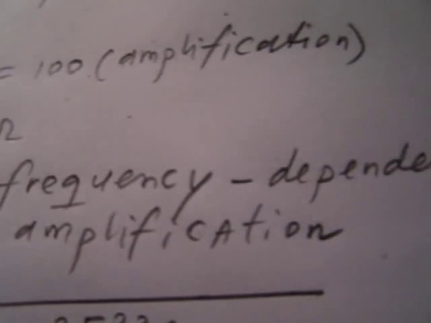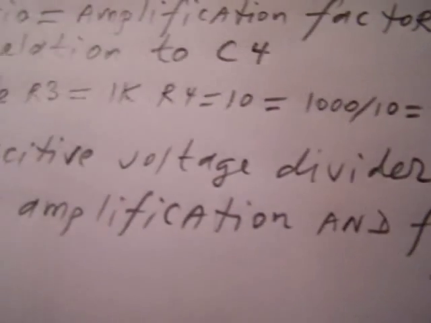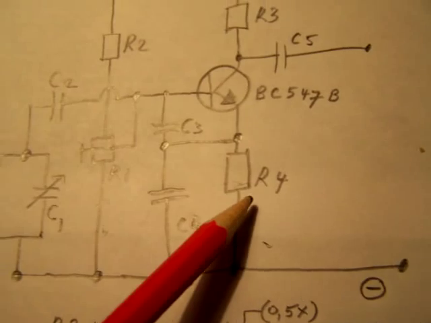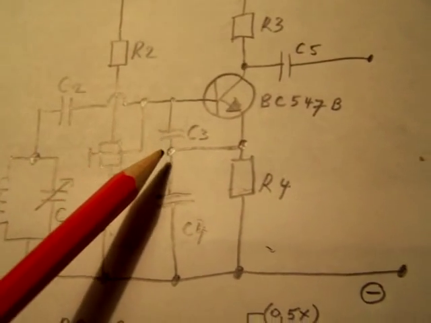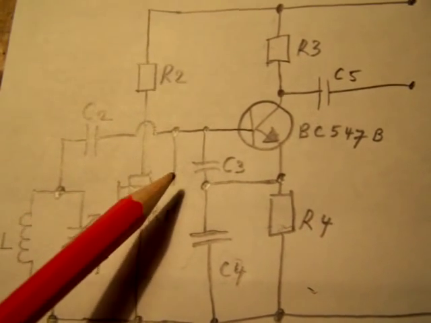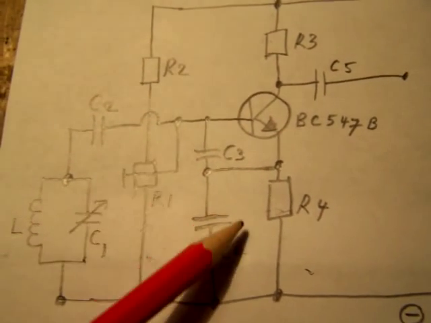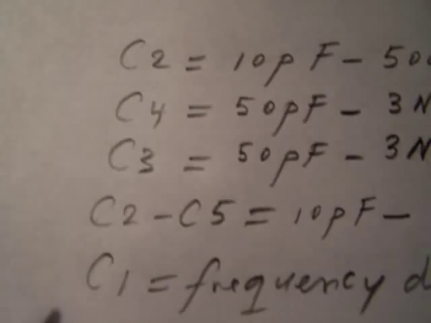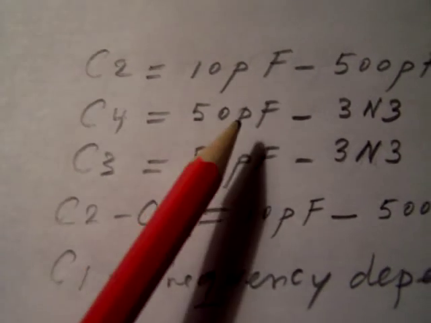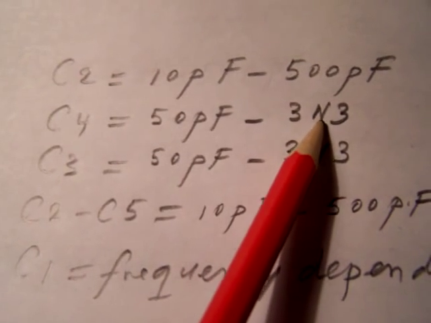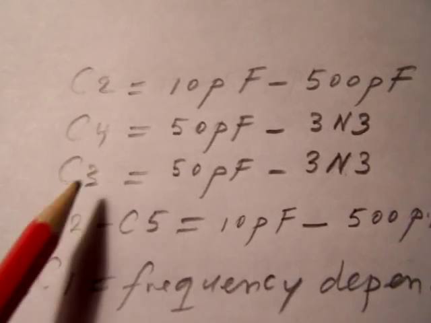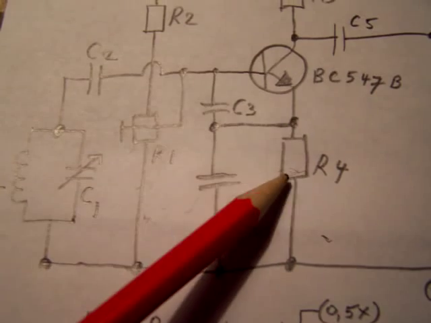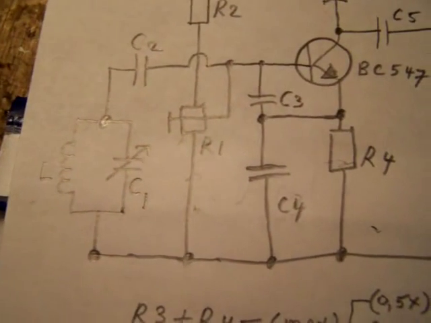And the most important thing from this capacitive voltage divider is that C4 sets the frequency band where it works, and C4 and C3 have an effect on the back coupling, so the amount of oscillation. You have to find this out experimentally. And good values for C3 and C4 are from 50 picofarad up to 3 nanofarad, 3000 picofarad. They also depend very substantially on the frequency where the whole circuit has to operate.